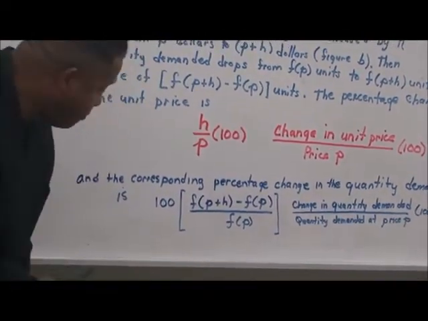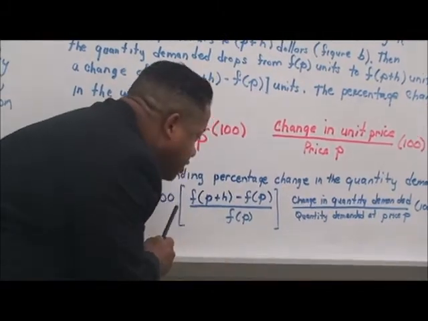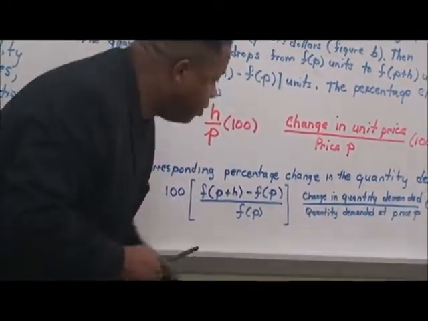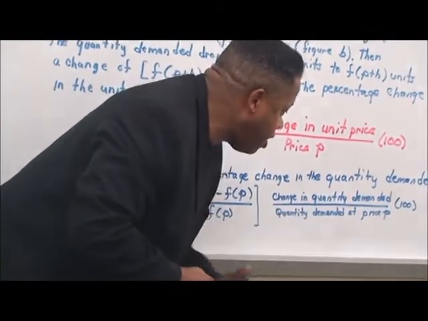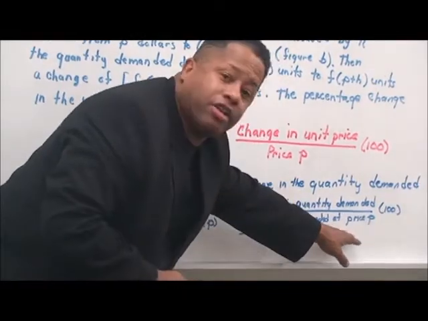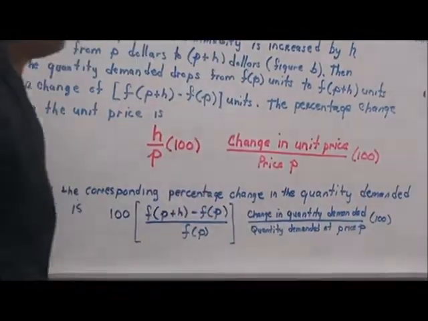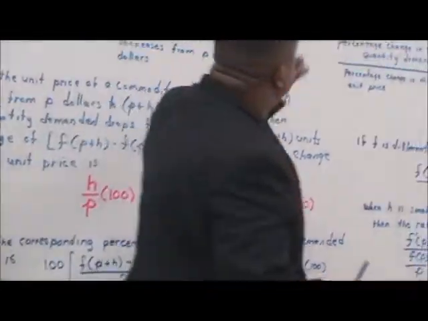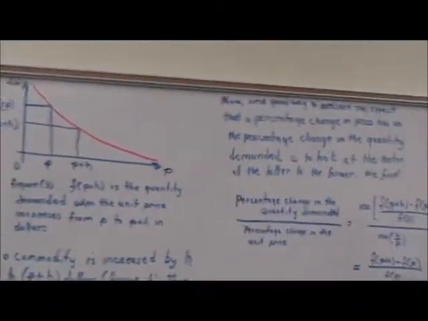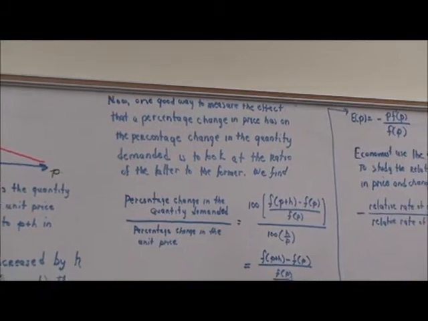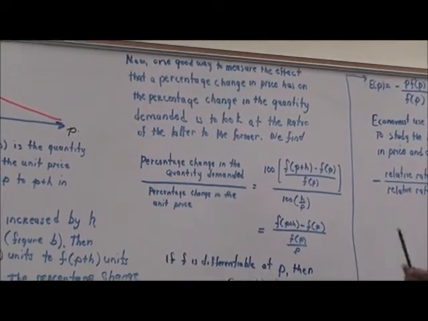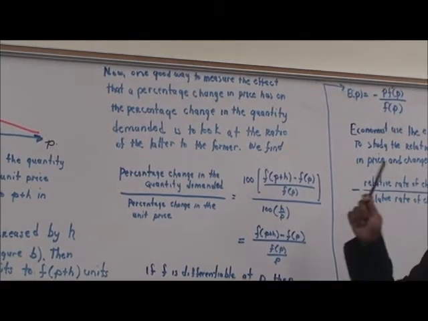The corresponding percentage change in the quantity demanded is 100 times, look at this, the difference quotient. It looks like that, doesn't it? f of P plus H minus f of P divided by f of P, which is actually the change in the quantity demanded over the quantity demanded at price P, times 100. Now, one good way to measure the effects that a percentage change in price has on the percentage change in the quantity demanded is to look at the ratio of the latter to the former.